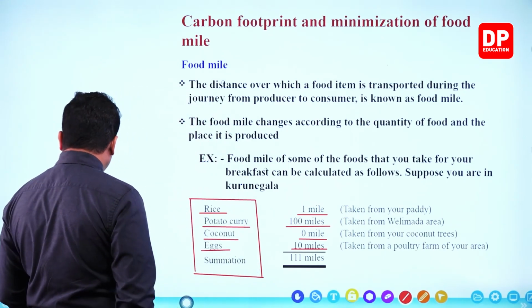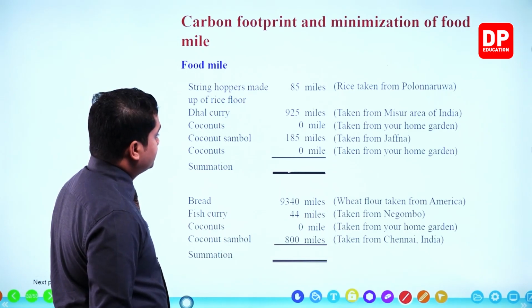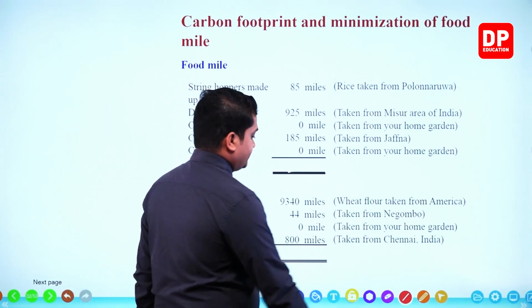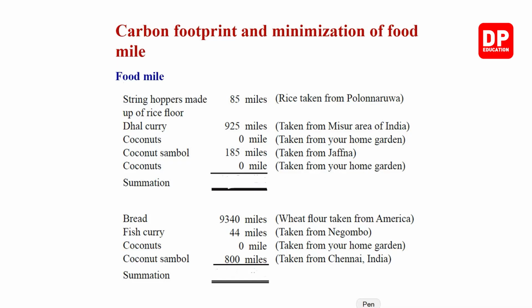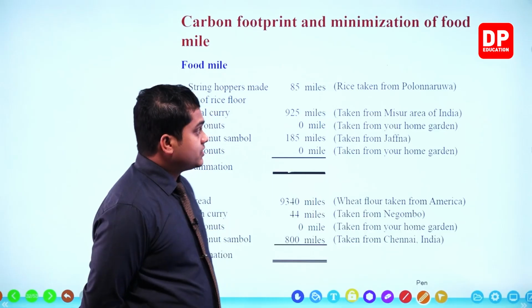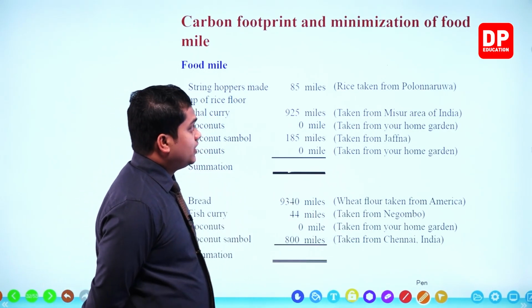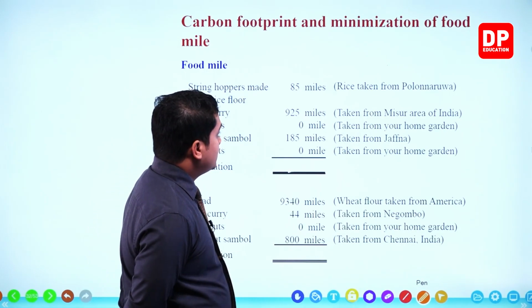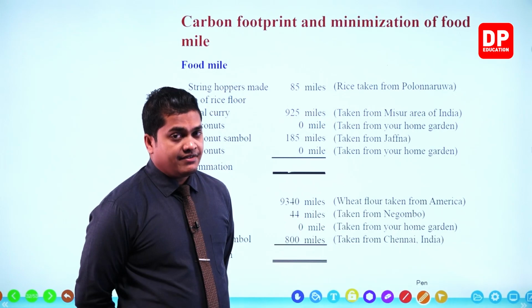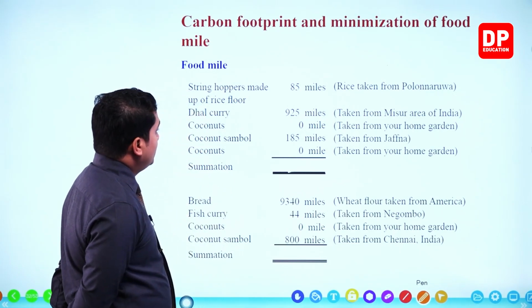Okay, so another example given, my dear children. So here now we need to calculate this. You are given certain details. String hoppers made, 85 miles, rice taken from Polonnaruwa. So these string hoppers have traveled 85 miles because here we took the rice from Polonnaruwa. As we took the rice from the Polonnaruwa area, these string hoppers have traveled around 85 miles.